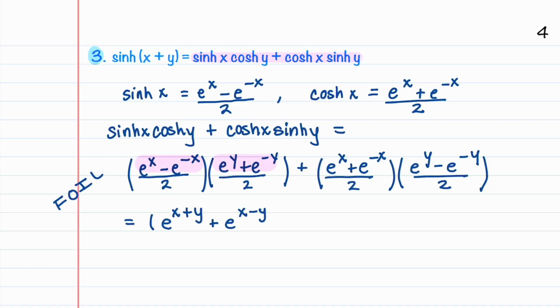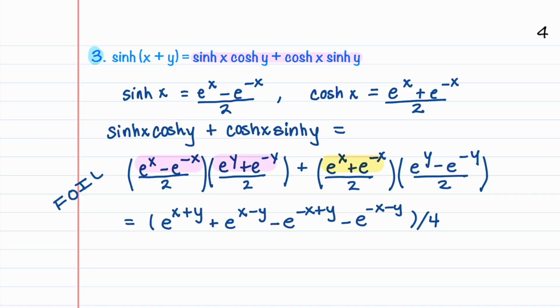Now we're going to multiply the inner terms. So this is minus e to the minus x plus y. And then lastly, we're going to multiply the last terms, which is minus e to the minus x minus y. And then all of that gets divided by 4.